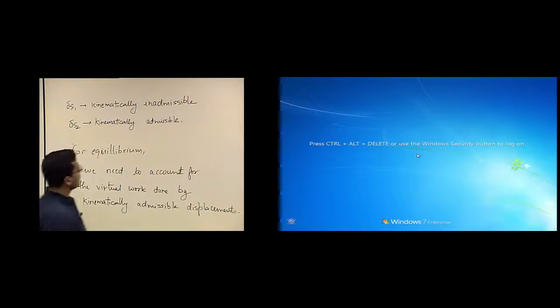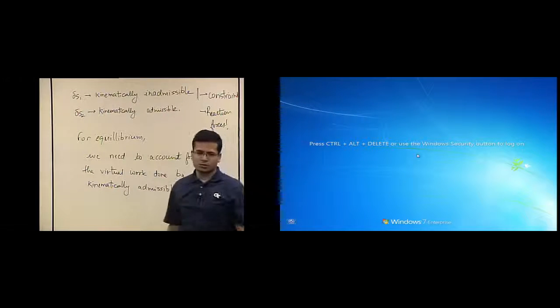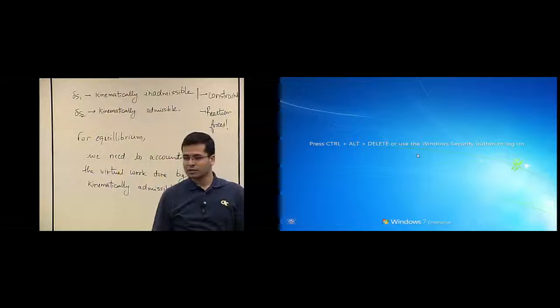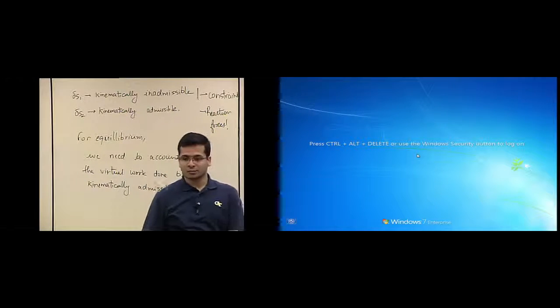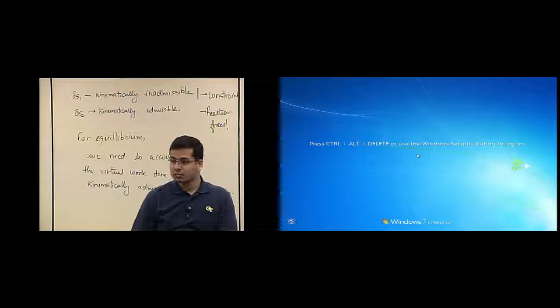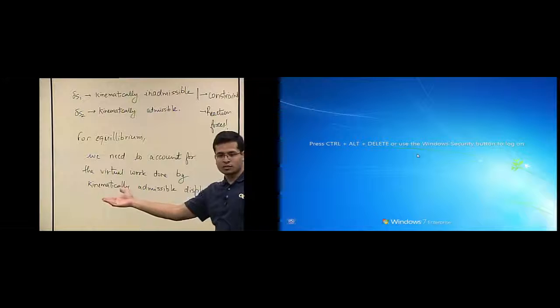And if you account for kinematically inadmissible displacements in your virtual work expression, then you are going to get constraints or reaction forces. So, if a problem asks you to evaluate the equilibrium equation or to find any force expression, then you do not need to consider kinematically inadmissible displacements. You only need kinematically admissible displacements. But if you want to find reaction forces, you can just consider the virtual work done by kinematically inadmissible displacements and you will find your reaction forces, right. So, based on what you need, you can tailor your virtual work expression to evaluate that value.